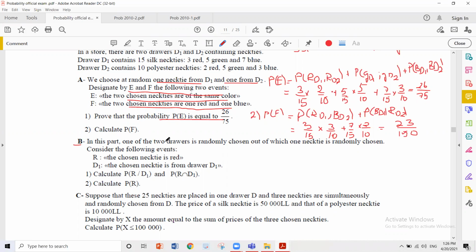Now in this part, one of the two drawers is randomly chosen, out of which one necktie is randomly chosen. So here we choose one drawer, then we choose one necktie from the chosen drawer. Two steps. First step, we choose a drawer. Second step, we choose a necktie from the chosen drawer. R: the chosen necktie is red. D1: the chosen necktie is drawn from the drawer D1.